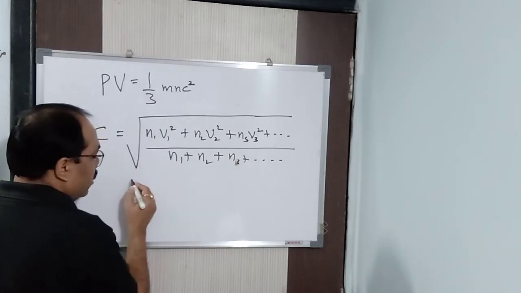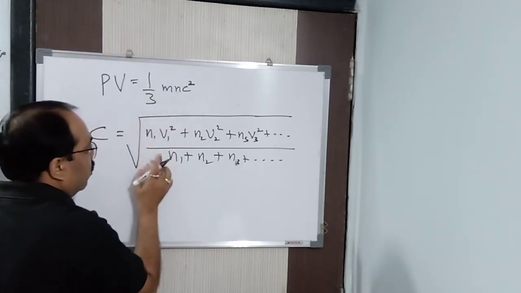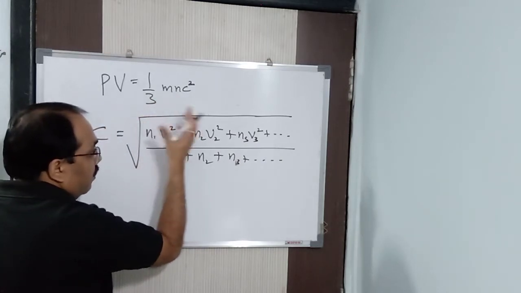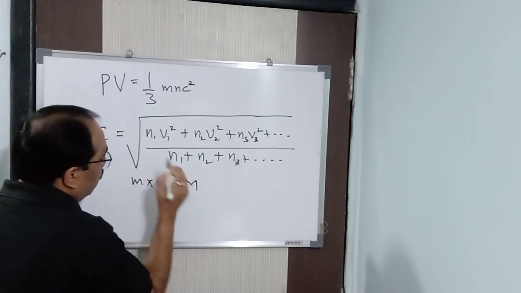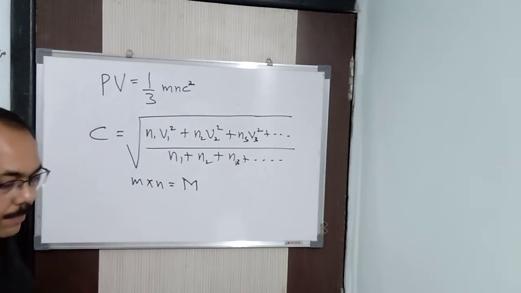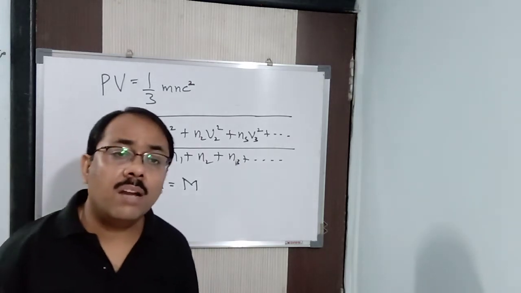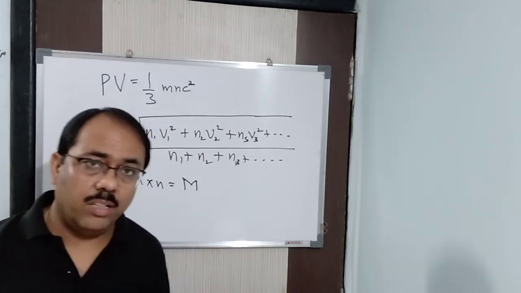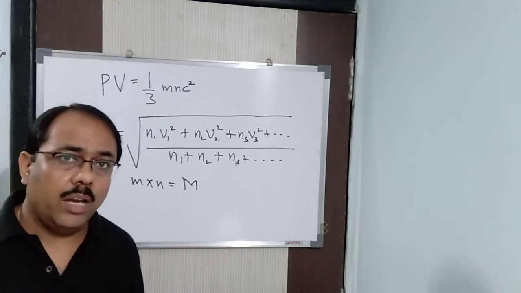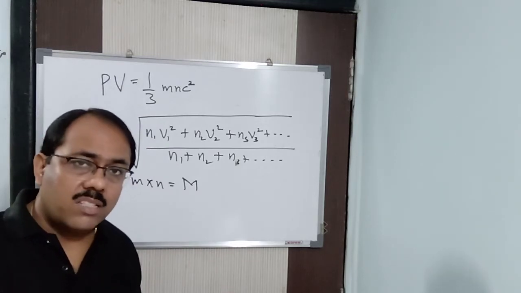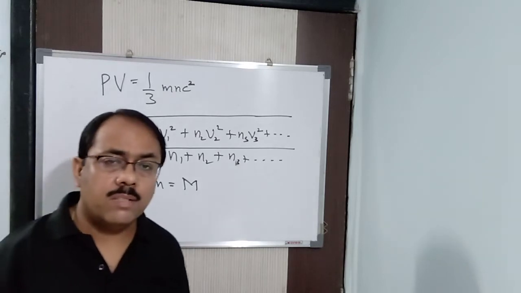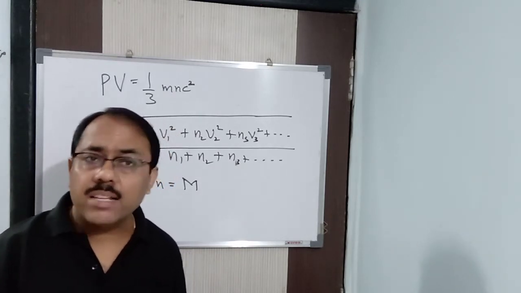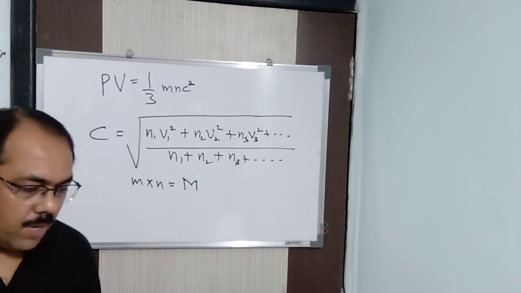Now, let us say here m into N. Small m stands for the mass of each molecule of the gas, and N stands for the number of molecules. So if I multiply m into N, I will get capital M, the molar mass. The number of molecules into the mass of one molecule gives the molar mass, that is, the mass of 1 mole of a gas. Clear? Mass of 1 mole of a gas.